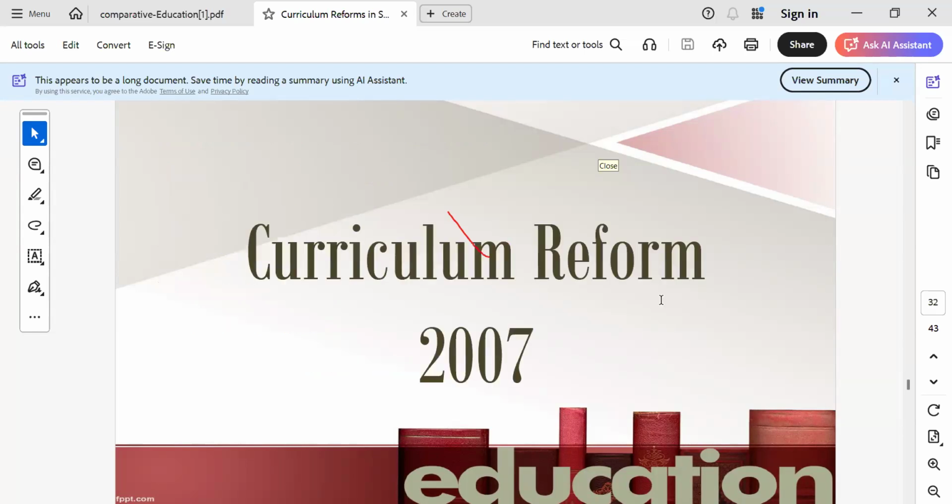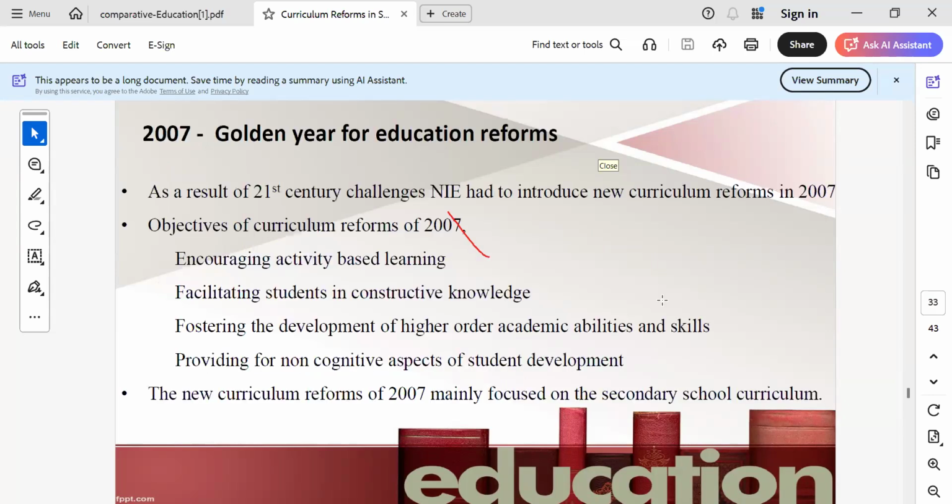A lot of new things were introduced in 1997, right? So after that, 10 years lapsed. The last curriculum was 2007, the golden year of education reforms. As a result of 21st century challenges, NIE, the National Institute of Education, Maharagama, had to introduce new curriculum reforms, with the objectives of the curriculum reforms of 2007.